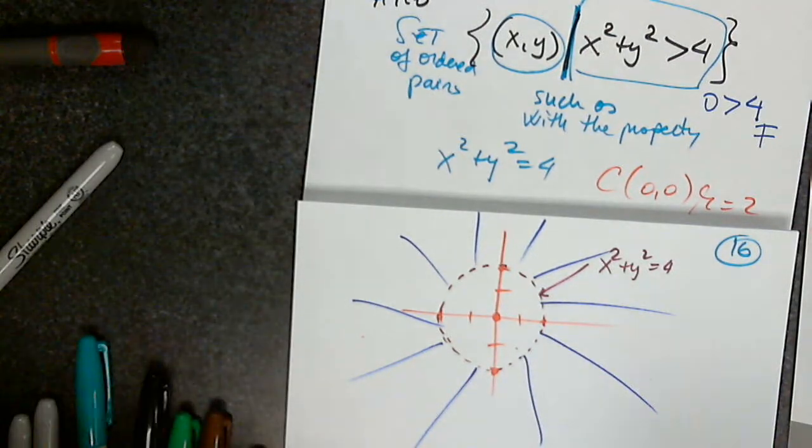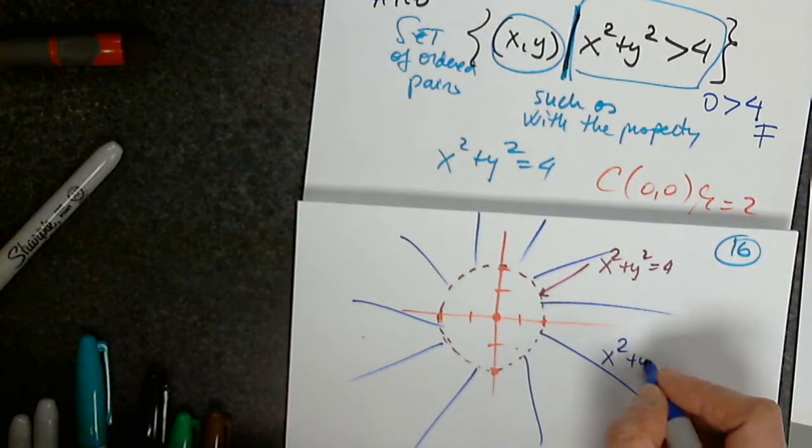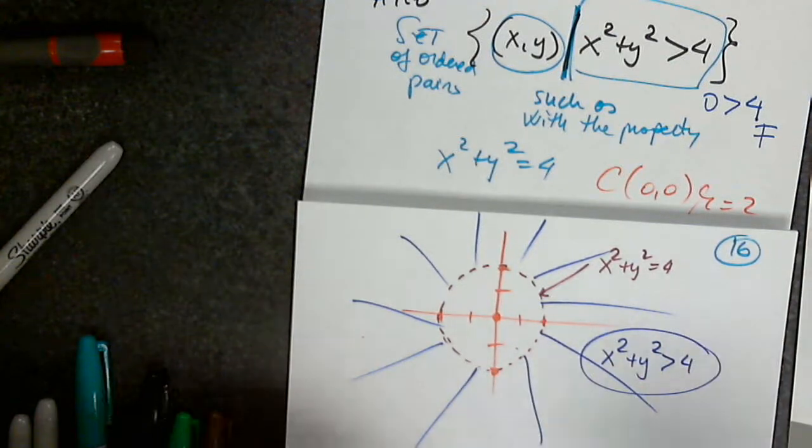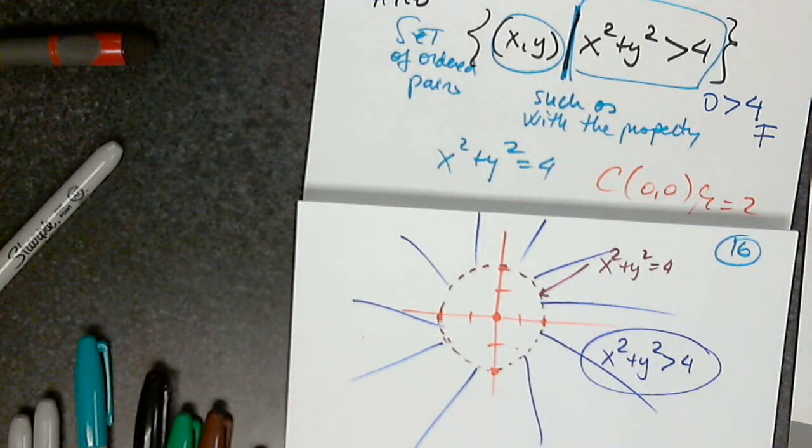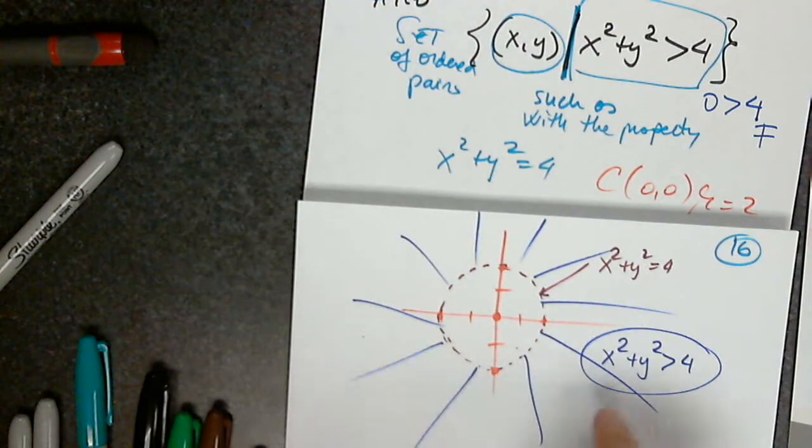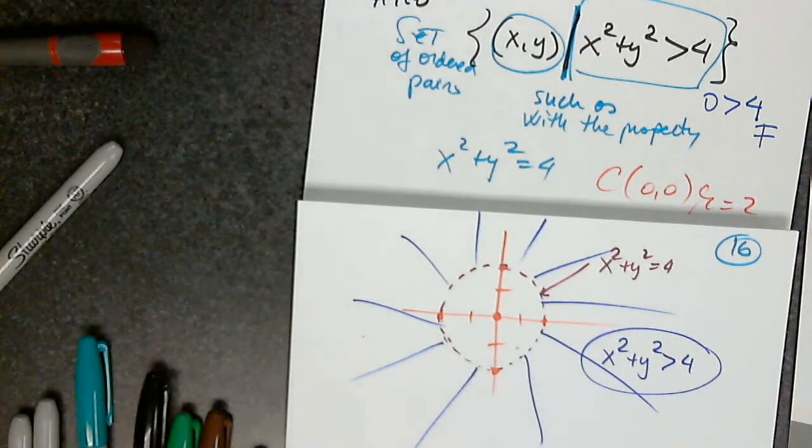Everything I see in blue verifies this inequality. All ordered pairs that are in the blue region will verify this inequality. No point inside the circle will verify that inequality.